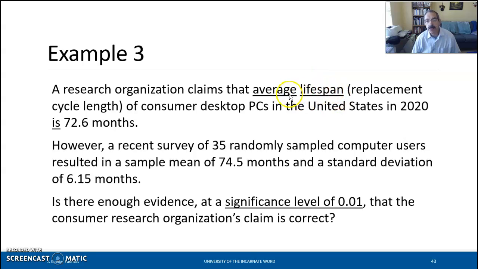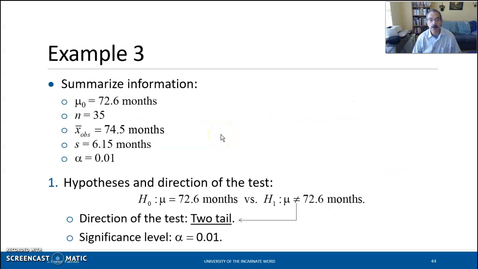And so now you know that the lifespan or time is a continuous random variable, and we're talking about the population mean. And the significance level is 0.01. So the first step, summarize the information given in the problem. You see that the mean under the null hypothesis is 72.6 months. We have 35 observations randomly selected. The sample average is 74.5 and the standard deviation is 6.15 and the significance level is 0.01.